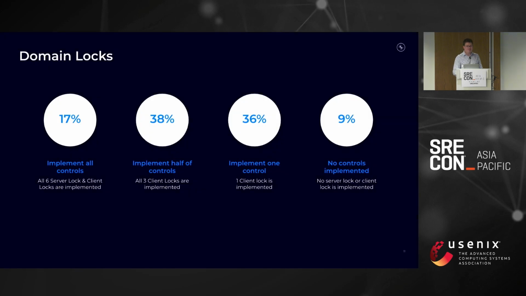All right. So who's heard of domain locks? A handful of people? OK, we'll go into that more in detail. There are 6 different types of domain locks. Only 17% of this top 10,000 actually implement all of the domain locks. We're doing a little bit better: 38% implement half of them. 36% of them, those domains only have one of these locks. And then 9% have 0 of these locks, which is really scary because these are the top 10,000 most trafficked domains on the internet.